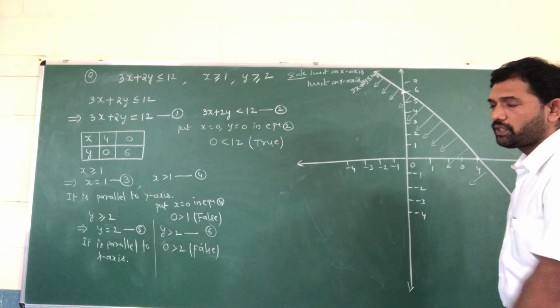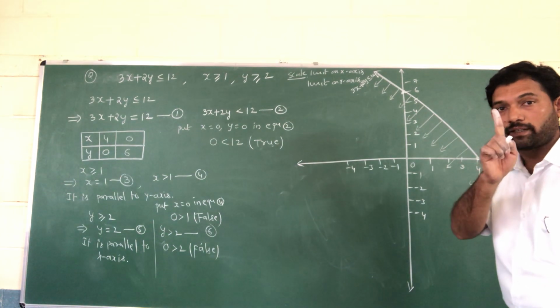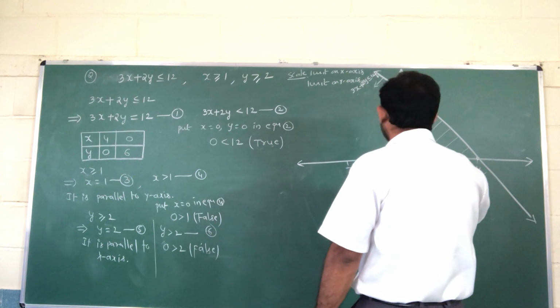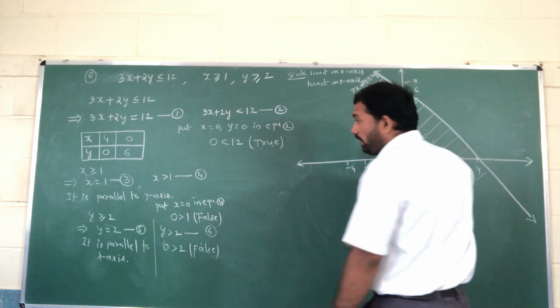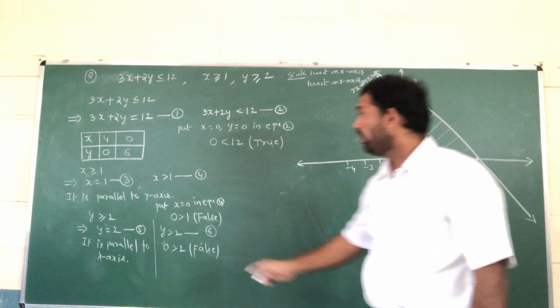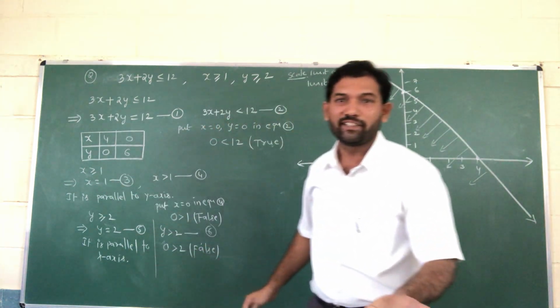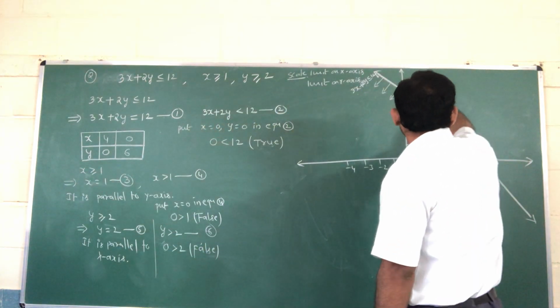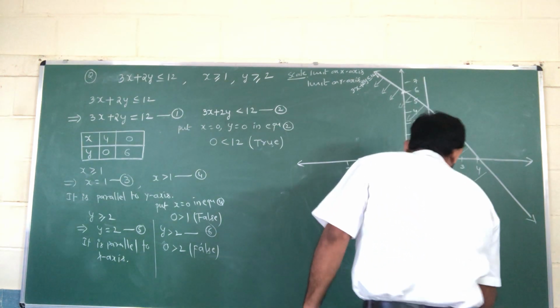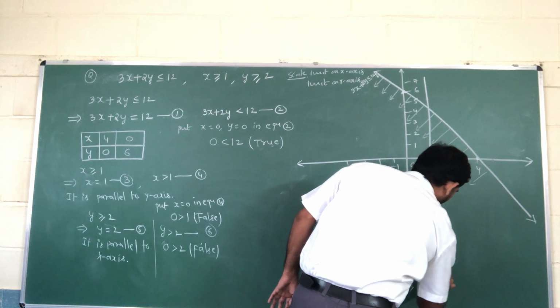So third equation, what? X is equal to 1. X is equal to 1 means here. So this line is parallel to the y-axis. So is it a dark line or dotted line? Here greater than or equal is there, so you take a dark line. So x greater than or equal to 1.